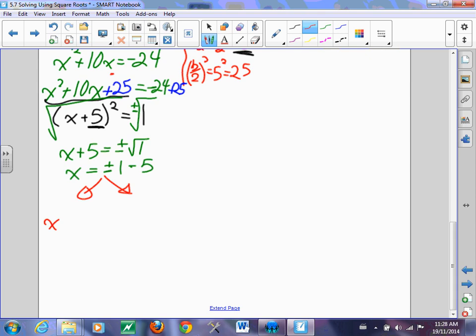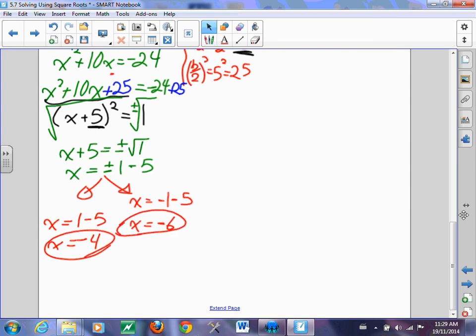Okay, so x equals 1 minus 5, so x equals negative 4. Or we do the second one, x equals negative 1 minus 5, so x equals negative 6. There are your two answers. I'm just going to make sure that looks like a negative 4, guys, because it looks like it's attached to the equal sign. Awesome.